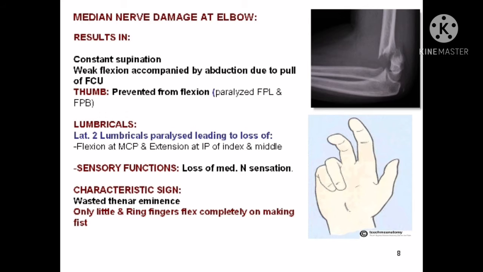The lateral two lumbricals are paralyzed, leading to loss of flexion at the metacarpophalangeal and extension at the interphalangeal joints of the index and the middle fingers. The sensory functions are the loss of median nerve sensations, as we discussed in carpal tunnel syndrome. The characteristic sign of the hand will be wasted thenar eminence, and if we ask the patient to make a fist, they will be able to flex only the little and ring fingers completely.